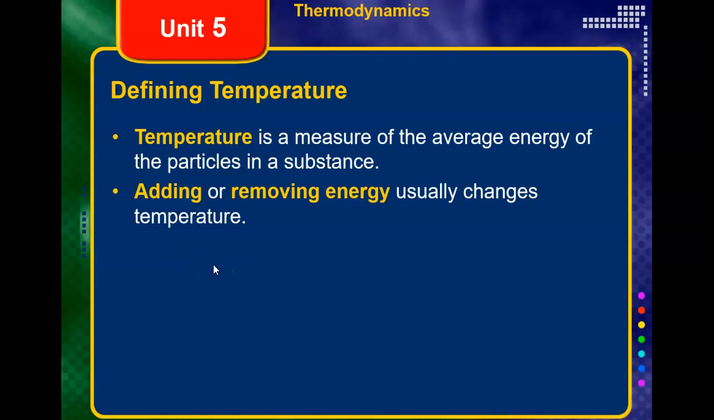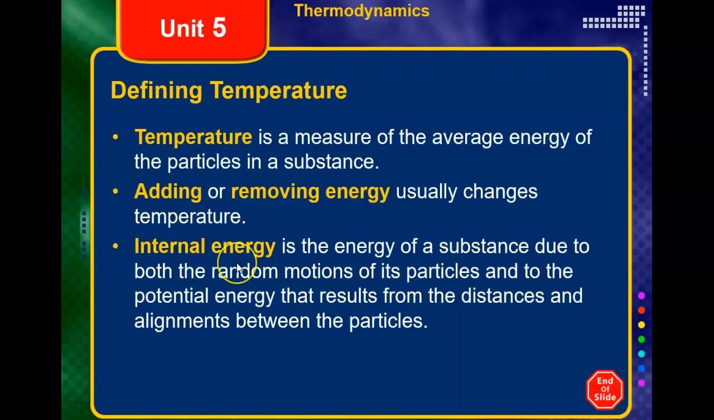So adding or removing energy usually changes the temperature, and it's really looking at how much internal energy something has. So internal energy is the energy of a substance due to the motions of particles and the energy that results from how far apart they are. Really, the more they move, the more temperature they have. If you add energy, temperature increases. If you remove energy, the temperature decreases. So when something warms up, it's typically warming up because energy is being added. When it cools down, it's cooling down because energy has been released.